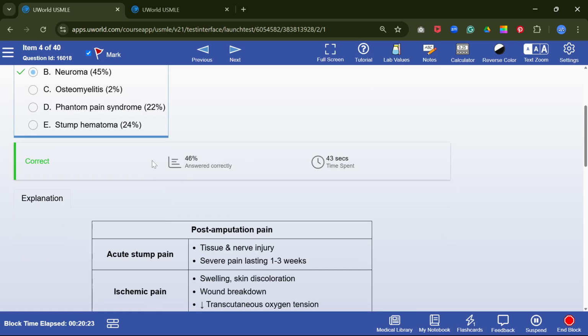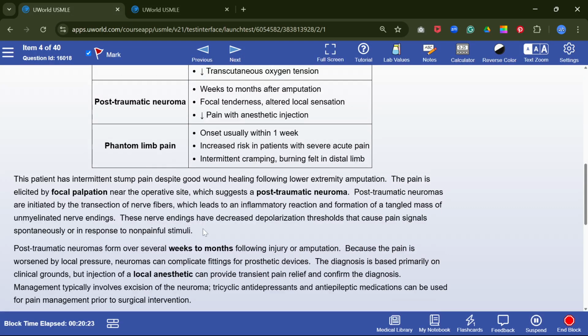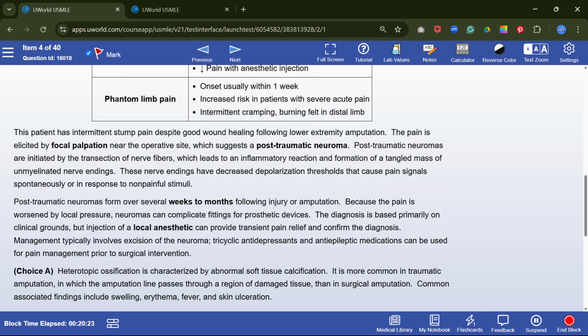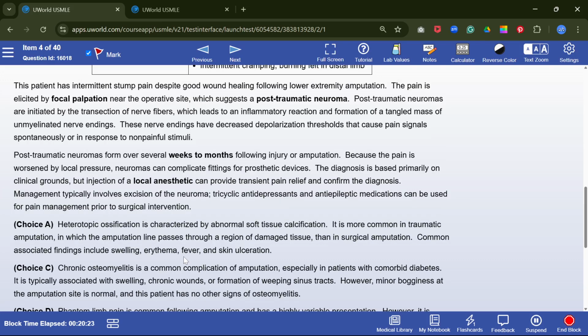So it is post amputation neuroma. Here we can give a local anesthetic, which can provide transient relief and confirm the diagnosis. If pain relieves with local anesthetic, then it is diagnosed. Management involves excision of the neuroma. TCA and anti-epileptic medication can be used for pain management.